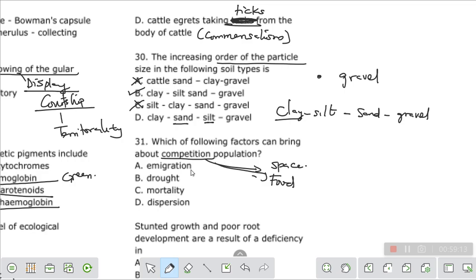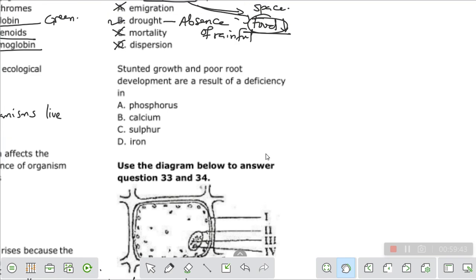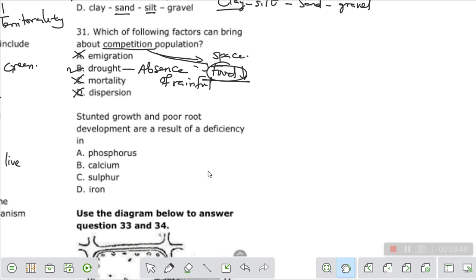So stunted growth and poor root development are a result of which deficiency? Zinc, phosphorus deficiency. Please also try to read on all those minerals too. They normally ask questions on them too. They will ask what causes a yellow leaf. Wherever you hear the word yellow leaf, or yellowing of leaf, what causes it? Most of the time it's actually due to the deficiency of iron. So iron is what keeps those leaves green. But when there is an absence of it, it leads to yellowing of the leaf.